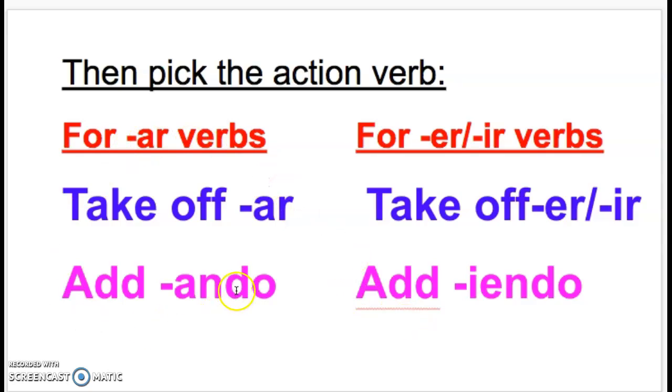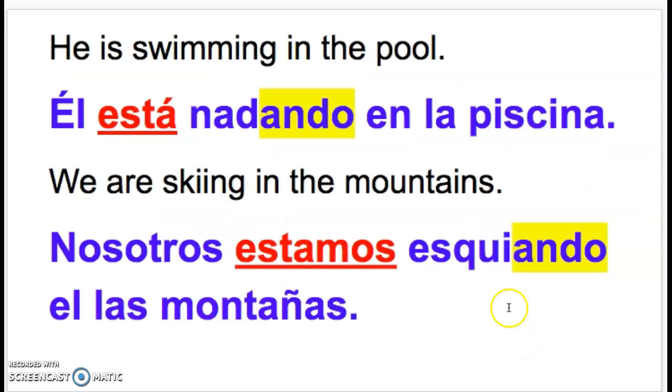For AR verbs, I'm going to take off the AR, just like I would do if I was changing the verb for myself. But in this case, I just take it off and then add ANDO. This is how I do ing for AR verbs. For ER or IR verbs, I take off the last two letters and I add IENDO. Okay, and this will be the same for both types of verbs. So, ando, iendo.